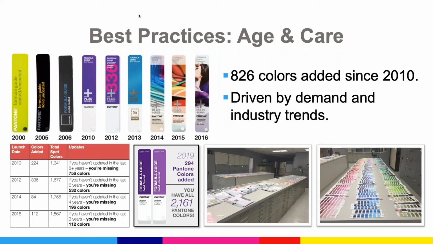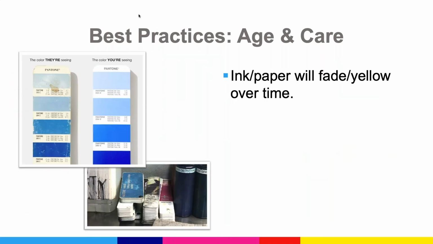So if you have a book from as recent as even just 2018, you're missing those color identities. And as time goes on, that book is aging. It is a best practice to keep that book fresh so that you have the best rendition possible and also leverage any of the production benefits and improvements that we make at Pantone to make those books the best books we can make.